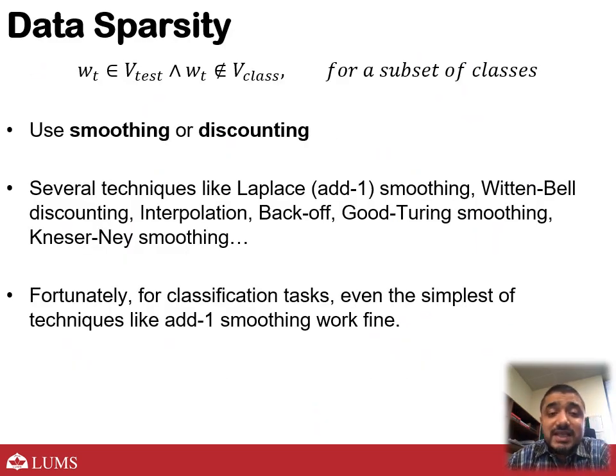All right. Second problem where the word belongs to the test vocabulary. It also belongs to the training vocabulary, but it does not belong to the vocabulary of a particular class. So for a subset of classes. So for this we use smoothing या discounting. अब इसके पीछे थ्योरी ये है कि ये वर्ड जो इस क्लास में बिलोंग नहीं कर रहा, इसकी बेस पर हम एक बहुत बड़ी assumption ले रहे हैं कि ऐसा वर्ड इस क्लास से बिलोंग कर ही नहीं सकता, स्पैम में ऐसा वर्ड आ ही नहीं सकता.